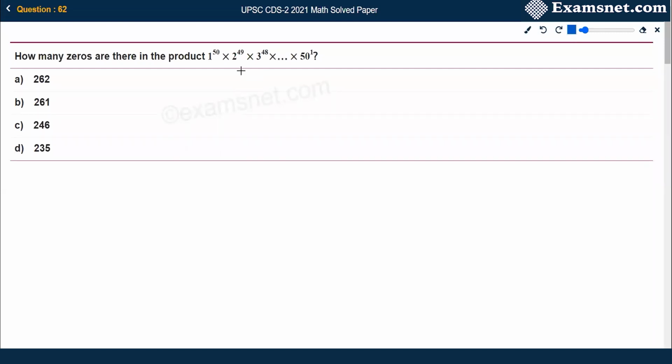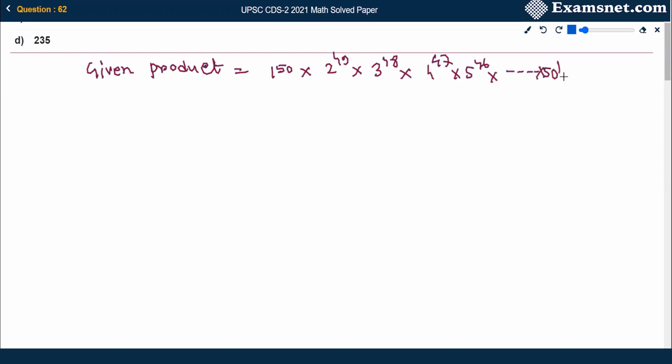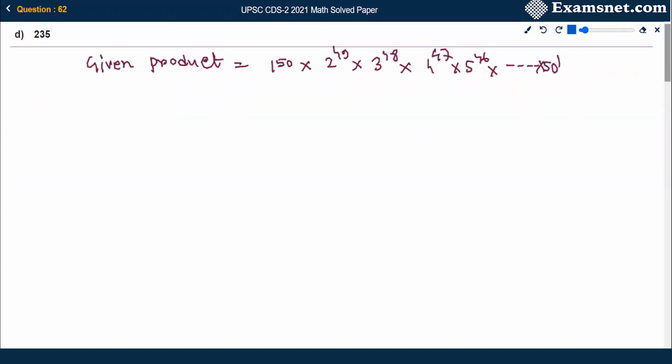In question number 62, we are asked how many zeros are there in the product of 1 to the power 50 multiplied by 2 to the power 49 multiplied by 3 to the power 48 multiplied by 5 to the power 1. So here the given product is 1 multiplied by 50, 2 multiplied by 49, 3 multiplied by 48, 47, 46, and so on, 50 multiplied by 1. Yes, and we are asked to find the number of zeros in the product, correct?